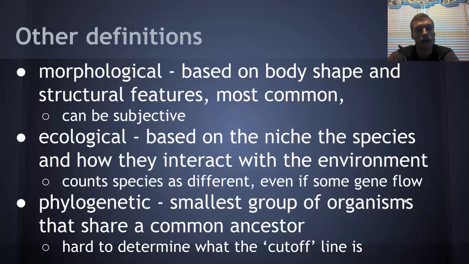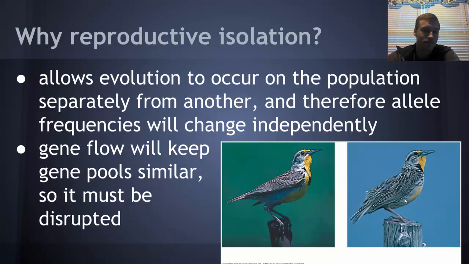And then finally, we've got phylogenetic definition, which is the smallest group of organisms that share a common ancestor. So basically, you've got one group that would have evolved from one specific common ancestor. We would say that's a species. Now, one of the problems with this is that it's kind of subjective where the cutoff line is, right? Technically all life has one common ancestor. So where do you decide where that actual common ancestor is? But these definitions are useful in different contexts and for different purposes because they all have limitations.